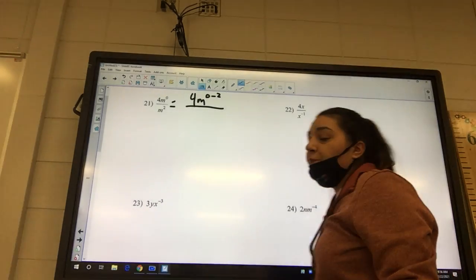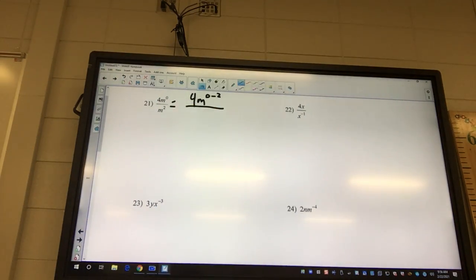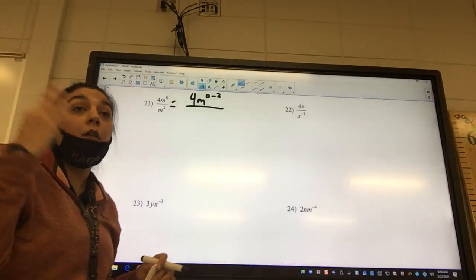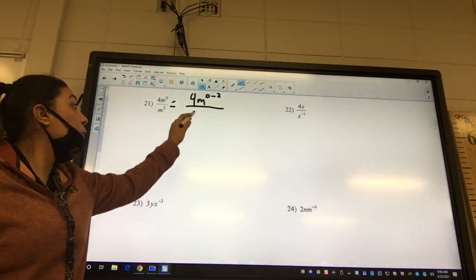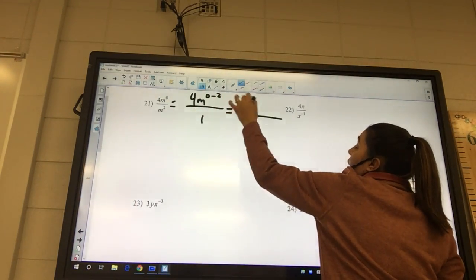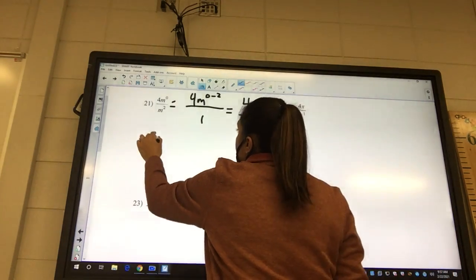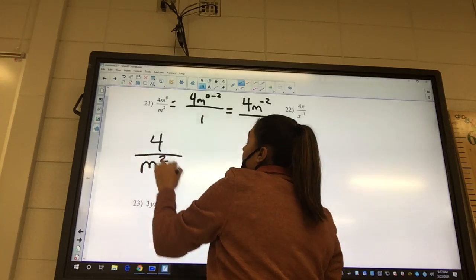Okay, what goes on bottom? Huh? I'm saying right now, what goes on bottom? Nothing. Okay, there's nothing put on the bottom. Or you could put, what? A 1. Okay, if you wanted to. But you are right by thinking ahead. So you're going to have 4 m to the negative 2. And where would that go? Bottom. It would go to the bottom eventually. So you're going to have 4 m squared. Okay?